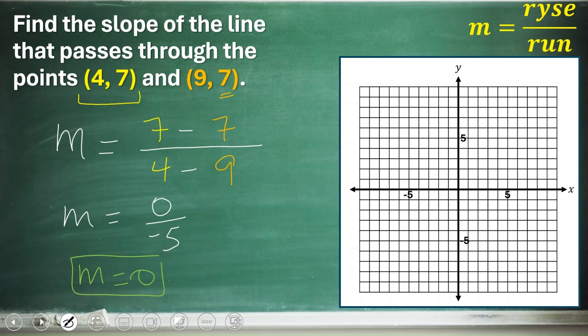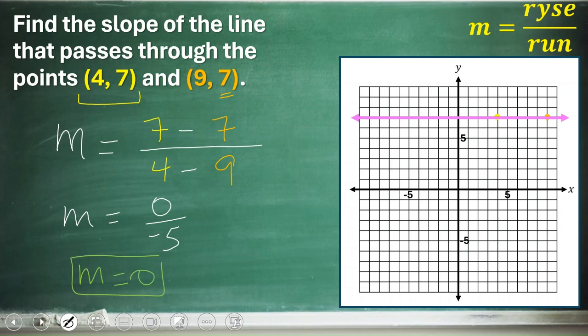So if we were to plot our 2 points, I'm going to plot (4, 7). You can see the yellow point right there. And now I'm going to plot (9, 7) right there. You can see they're both on the same line. So we need to connect these points using a ruler. And when I do that, you can see that my graph is a horizontal line.